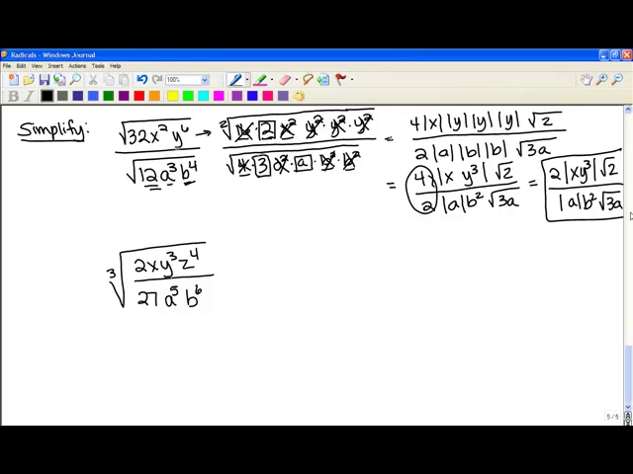Now we'll take a look at a cube root. The cube root will work very similar to the square root, except we don't have to worry about absolute values. So let's break this down. I'm going to separate this out into 2 separate cube roots. Notice nothing can be divided right now inside the root. So we'll separate this out like this.